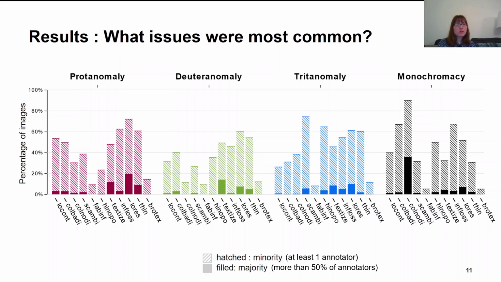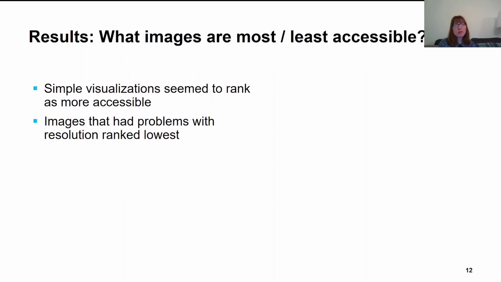Regarding the most common issues for red-green deficiencies, the majority identified issues that were rather generic, such as low resolution, as most common, while if you look at the minority ratings, color issues become more present, in particular for tritanomaly and monochromacy. We also ranked our images with respect to the ratings, issues, and helpful aspects and discovered that simple visualizations, such as schemas, seemed to rank as more accessible, while images that had problems with resolution ranked the lowest.